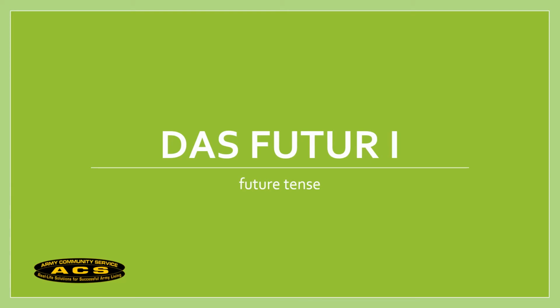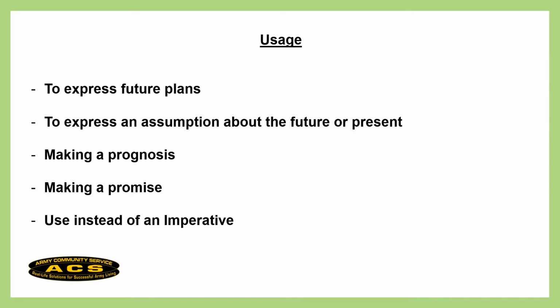The most common future tense used in the German language is what we call das Futur 1. You can use that future tense to express future plans, to express an assumption about the future or the present, to make a prognosis, to make a promise, or instead of an imperative.